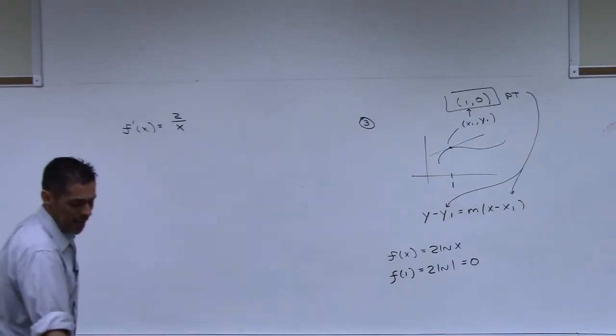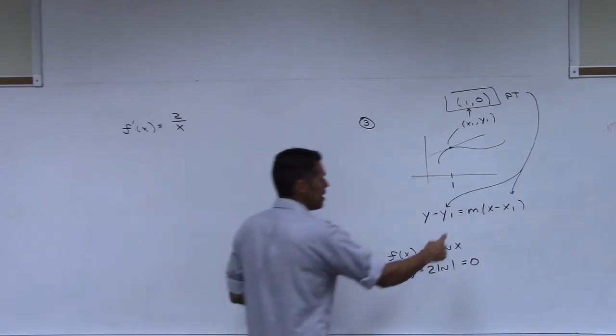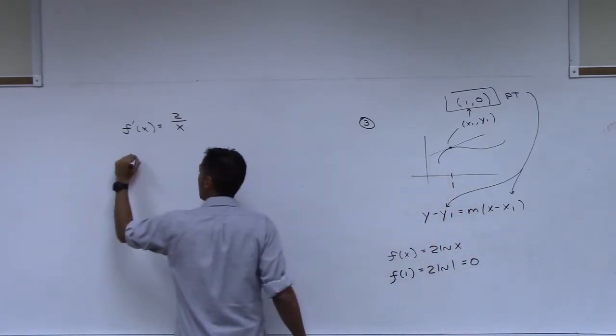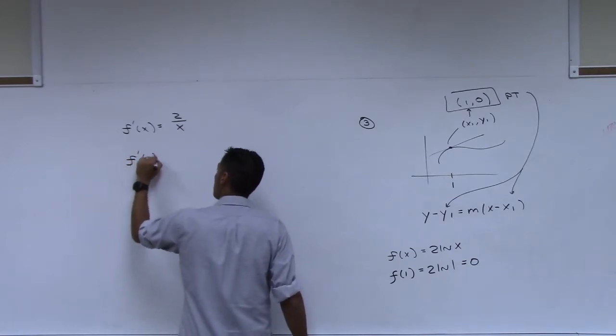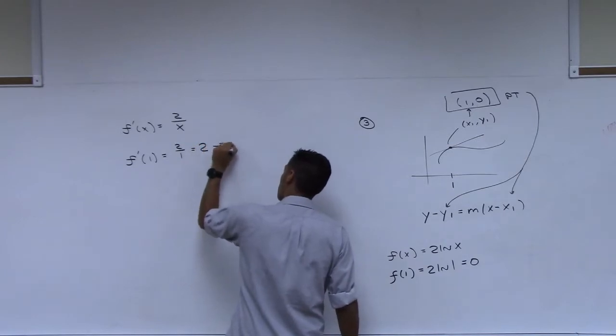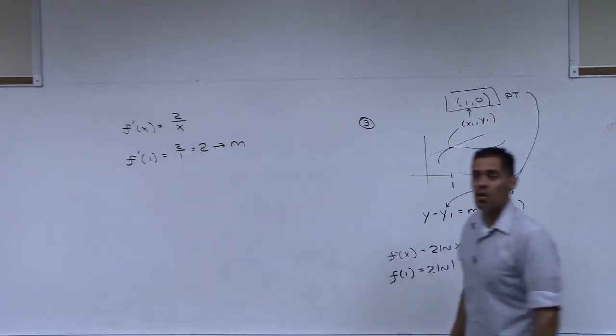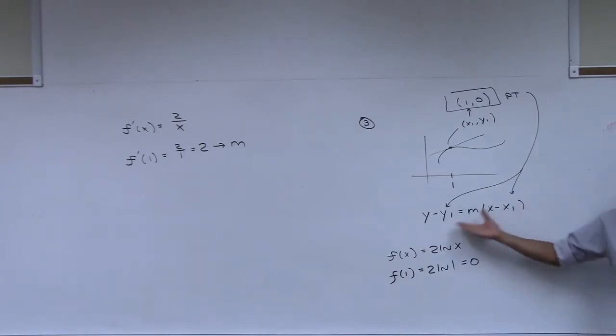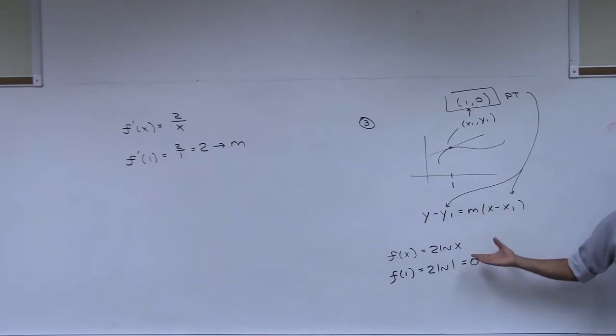And then I'm actually interested in knowing what's happening at this point when x is 1. So I need to plug 1 into this, and that just gives me 2 over 1, which is 2. So this is going to be our m. Our slope is going to be 2. And now I have all the pieces I need to come up with the equation of the line.